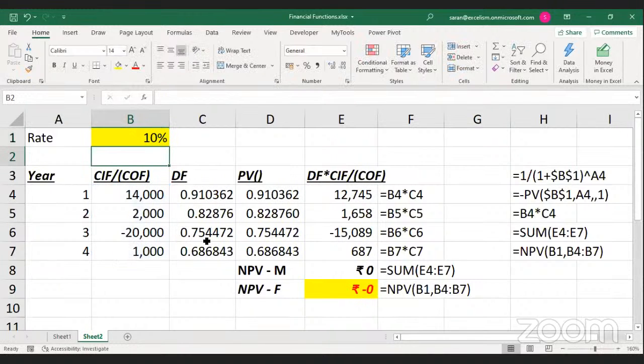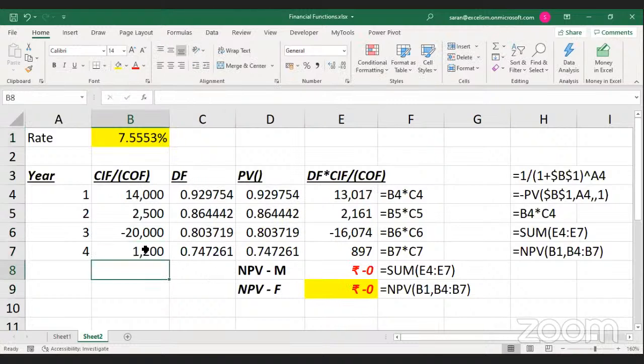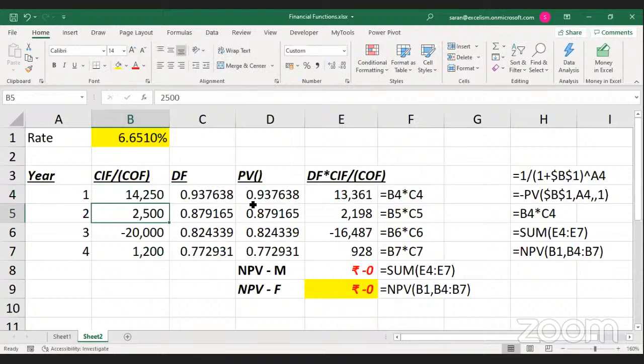Let me enter. So this looks like 10%, but it's not 10%. Don't worry. It's going to be 9.8464. If I make it 2,500, see, it's going to be 8.13%, at which my NPV is 0. If I make it 1,200, it's going to be 7.55%. When I put it 14,250, it further reduces, and so on, right?